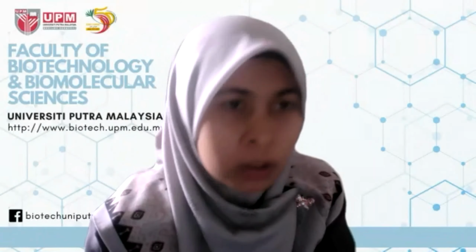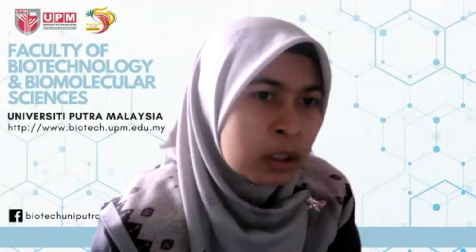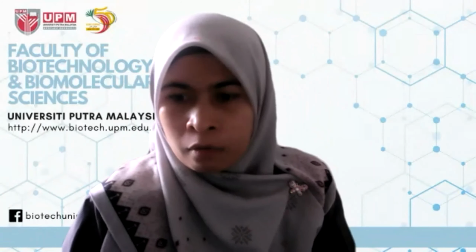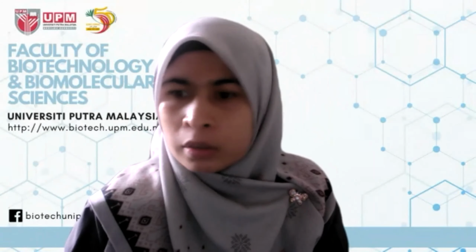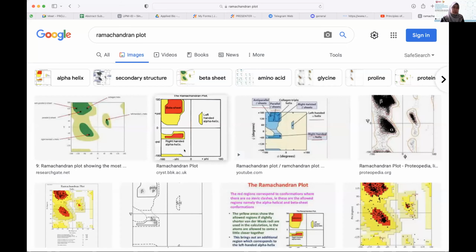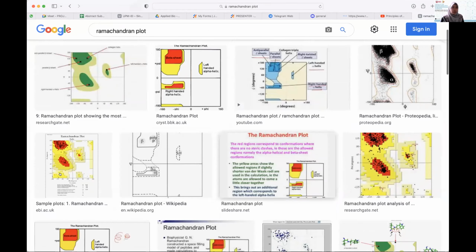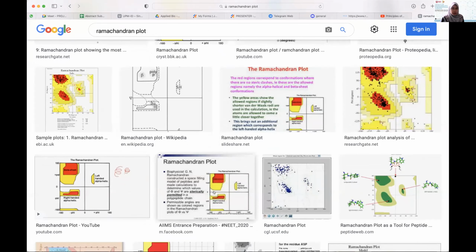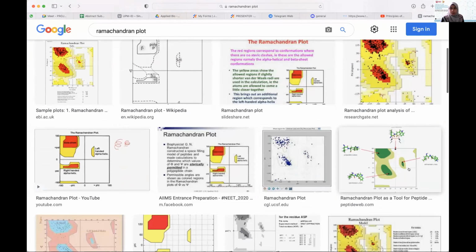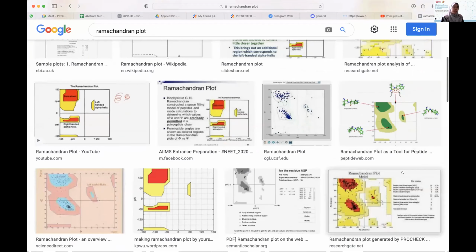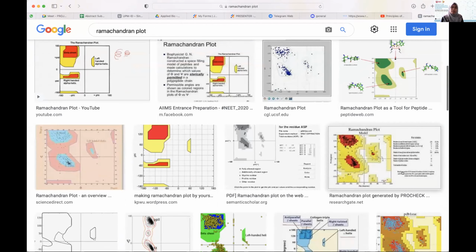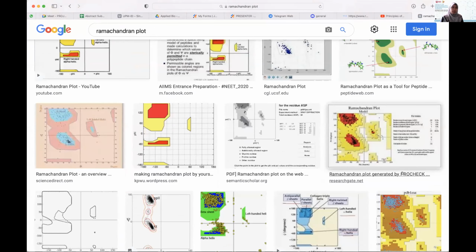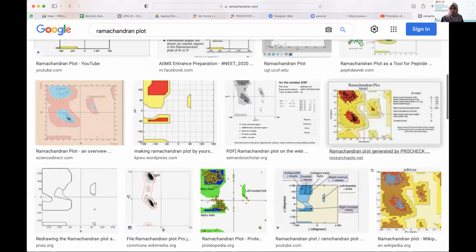So this will be the Ramachandran plot when we talk about the torsion angle just now. Okay, so Ramachandran plot here. It talks about the torsion angle, whether that arrangement, the phi and psi torsion, is within the allowed region or disallowed region.